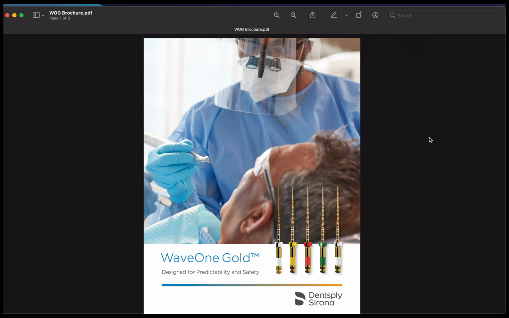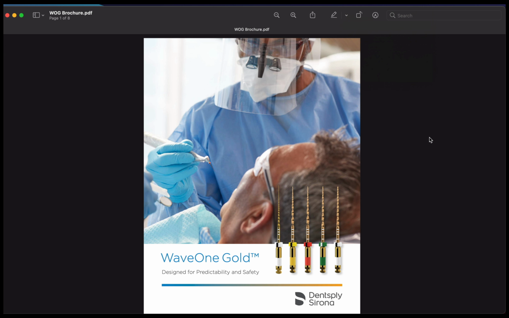All right, now we're going to get into Wave 1 Gold by Dentsply Sirona. Wave 1 Gold is an improvement on the initial Wave 1 file that they put out, where they basically applied the same heat treatment, or a very similar heat treatment, to the Wave 1 files that they did on the ProTaper files. So that's why they became the gold color, and that's why they came out with Wave 1 Gold.